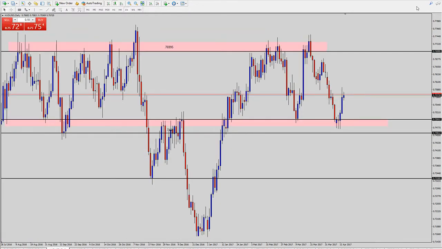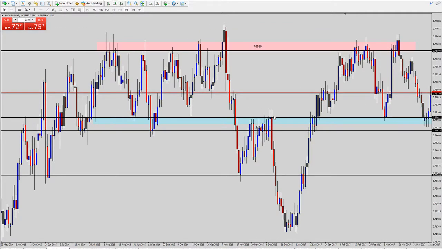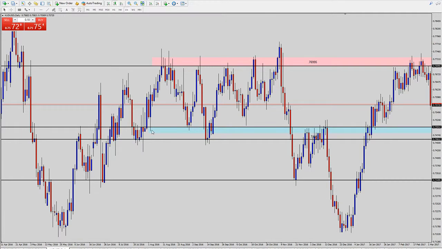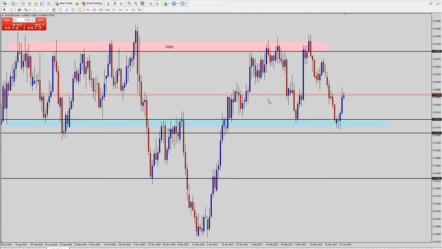Alright, next up we have AUD USD, which performed very well on that support, as you saw right here. Now I can change this to blue. We're looking for bullish evidence. As you see in the past, it held up as resistance right here, support, support, support, support, resistance. So it's a very important area to look out for.